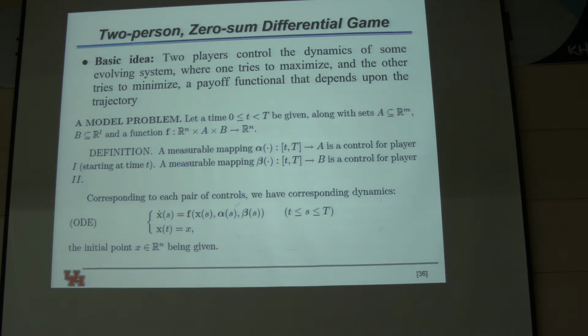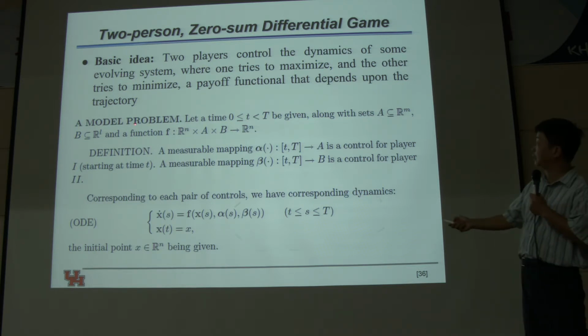And here, okay, this is a dynamic game. So for the dynamic game, first we have a two-person zero-sum differential game. The basic idea is two players control the dynamics of some evolution system, where one tries to maximize and the other tries to minimize the payoff function, which depends on the trajectory.